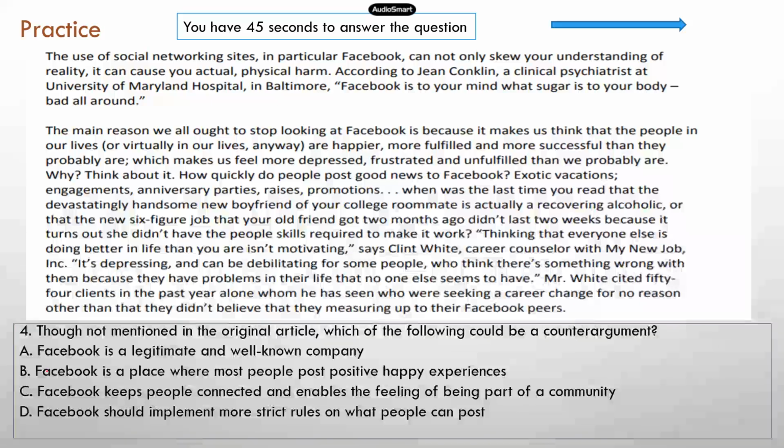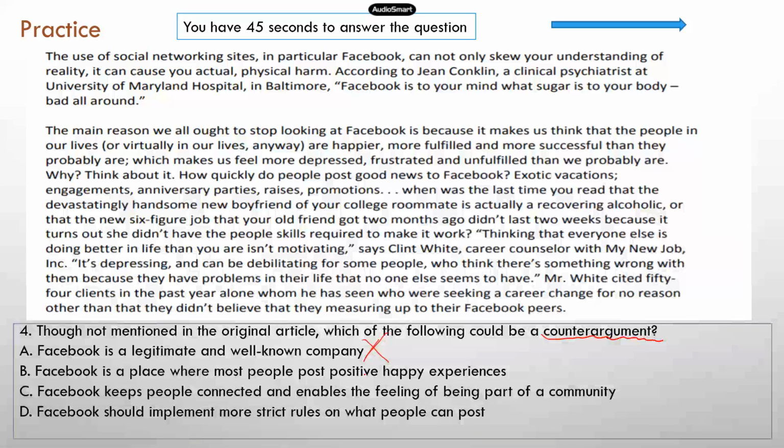Okay, this question is about counter argument. So you know what the author's argument is. So which one is the counter argument? Is it A, Facebook is a legitimate and well-known company? No, because the author is not talking about whether Facebook is legal or not. Right? That's not the main point. The author is talking about that the use of Facebook can cause actual physical harm. So not A. Is it B?